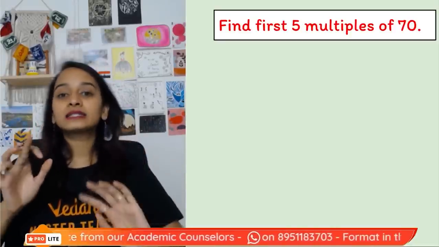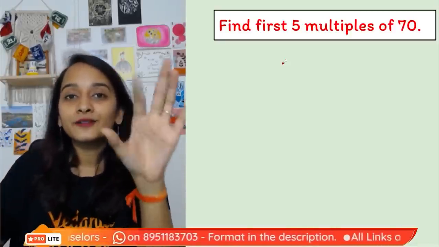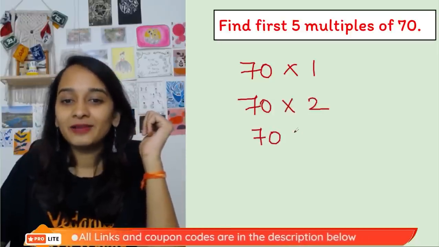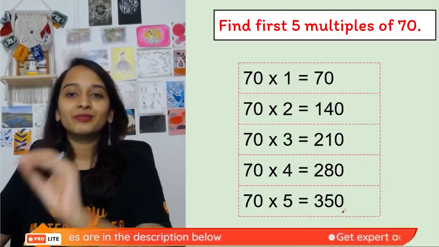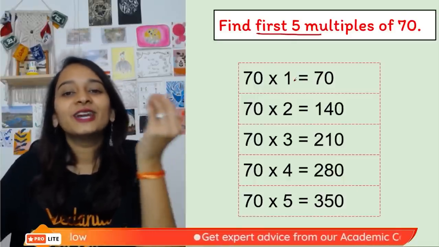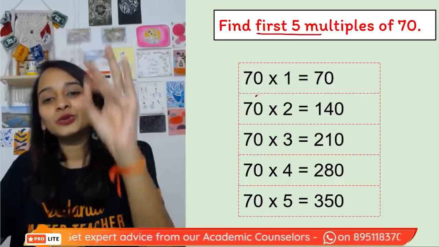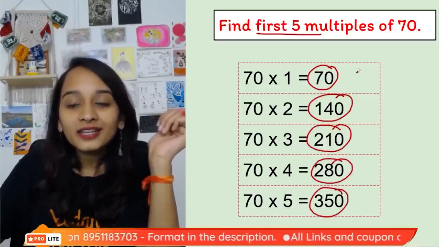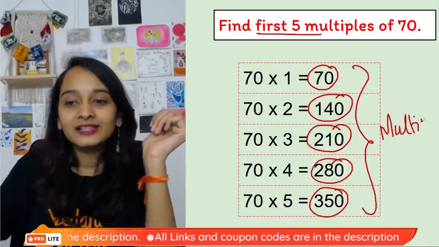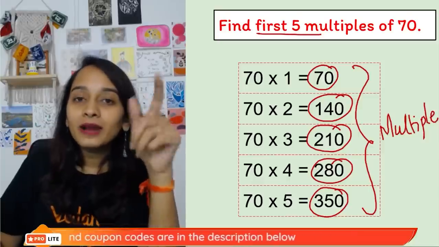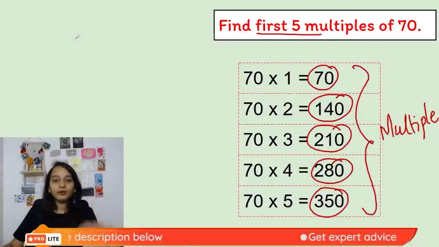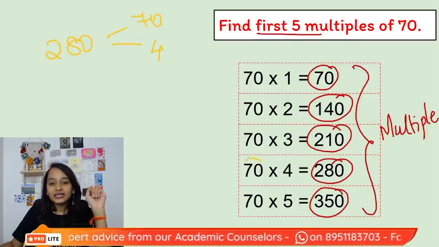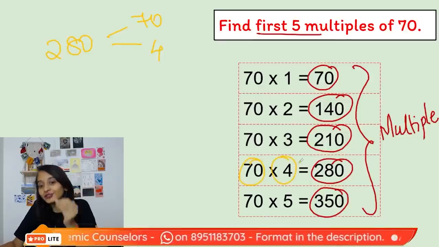Hai na? Now if somebody asks you, first find out the first 5 multiples of 70. What you should do? 70 multiplied with 1, 70 multiplied with 2, 70 multiplied with 3, and you have to go till 70 multiplied with 5. That's it. First 5 multiples of 70, you just have to multiply 70 with 1, 2, 3, 4 and 5. So the answers that you're getting here, the one I'm circling in red, what are they called? They're called multiples. Awesome. Now, whose multiples are they? The multiples of 70. Now, if I take the number 280, what are the factors here? 70 and 4. You can see that 70 and 4 are the factors of 280.